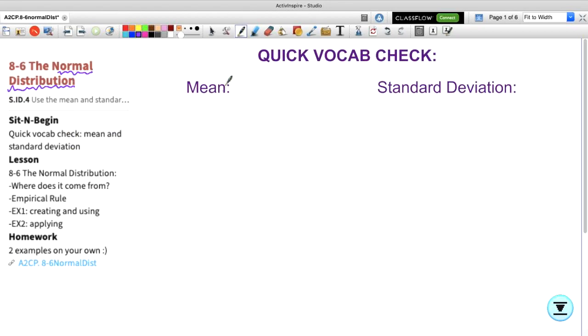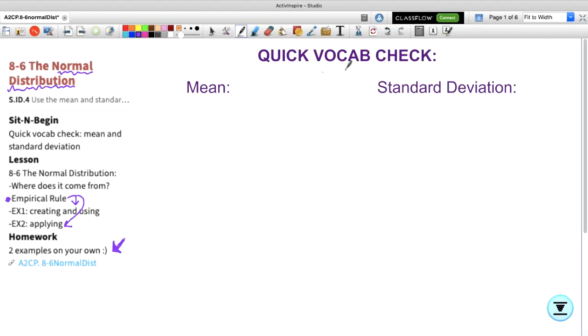We're going to start off by just making sure we're on the same page with mean and standard deviation. Then we're going to talk about where the normal curve comes from, talk about this really cool thing called the empirical rule, and then we're going to apply the empirical rule in two separate examples. Then your homework or assignment for this class is going to be two examples on your own, and they're attached to your guided notes for this lesson. There should also be a link posted somewhere for you on Classroom for that.